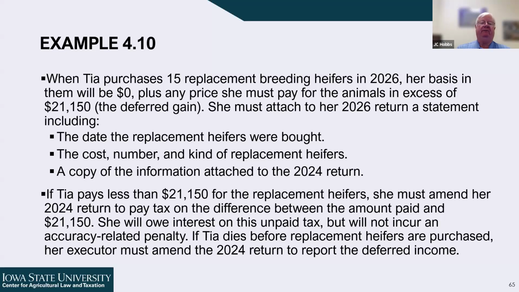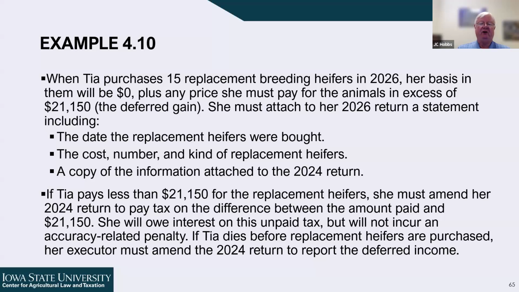So once you repurchase them, that's 15 replacement animals. Let's say she repurchases those in 2026. Her basis in those, as long as she pays the exact same price as what she had, so that 21,150 of deferred gain, if she spends exactly that amount, her basis in those new animals is 0. She explains this in a tax return or statement showing the date, the type of animals repurchased, the cost of those animals, and then the information reported on the 2024 return.